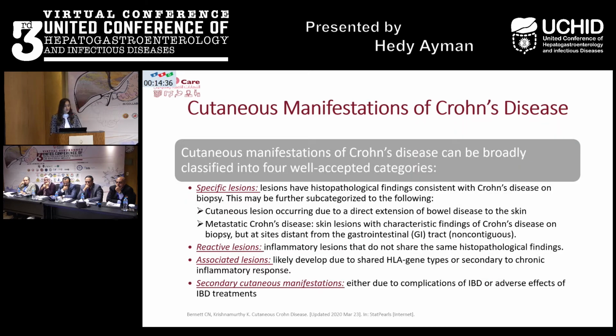Looking at the cutaneous manifestations of Crohn's disease, they can be broadly classified into 4 well-accepted categories. The first group is the group of specific lesions which share the same histopathological findings consistent with Crohn's disease on biopsy. The second group is the group of reactive lesions, which are inflammatory lesions that do not share the same histopathological findings with Crohn's disease. And the third group is the group of associated lesions that are likely to develop due to shared HLA gene types or secondary to chronic inflammatory response. Lastly, we have a group of secondary cutaneous manifestations which occur either due to complications of inflammatory bowel disease itself or as adverse effects of IBD treatments.